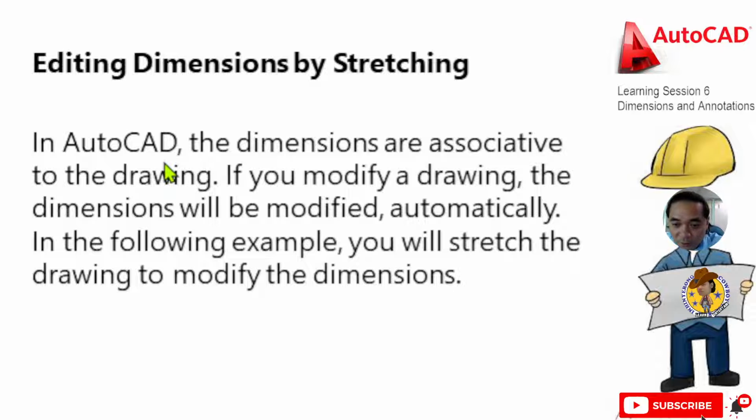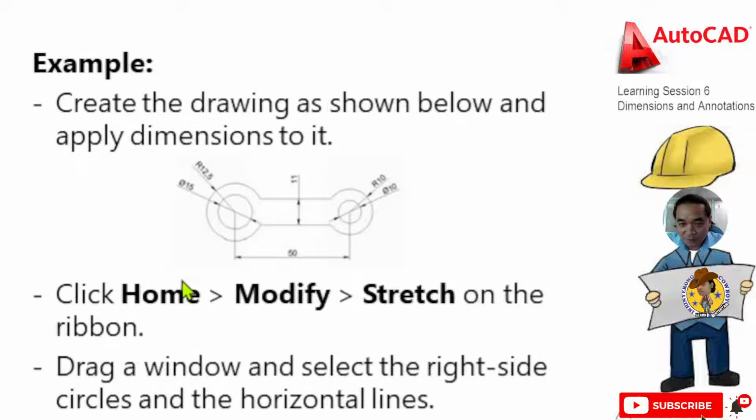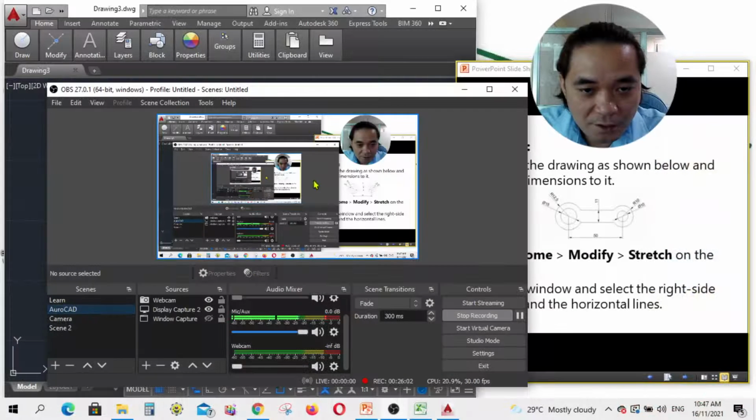In AutoCAD, the dimensions are associated to the drawing. If you modify a drawing, the dimensions will be modified automatically. In the following example, you will stretch the drawing to modify the dimensions. Let's try this one. Let's go to our AutoCAD.